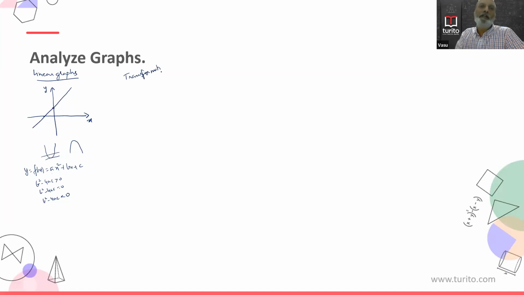Now, what do you mean by transformation? It is either a shifting of the graph either upwards or downwards. It is a vertical shift or a horizontal shift to the left or to the right, or representing the reflection of a given parent graph. So that is also very important.